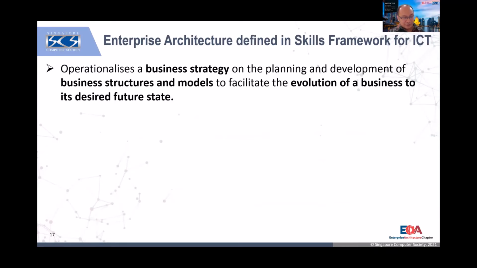So let me now go into EA as defined in the Skills Framework for ICT. I think just now Benjamin has described it in quite some detail. This is all extracted from the IMDA booklet itself. So EA itself should operationalize a business strategy on the planning and development of the business structure and model to facilitate evolution of the business towards its desired future state. It is fully aligned with what we just saw in all the Gartner predictions, that architects should be able to play this role, okay?